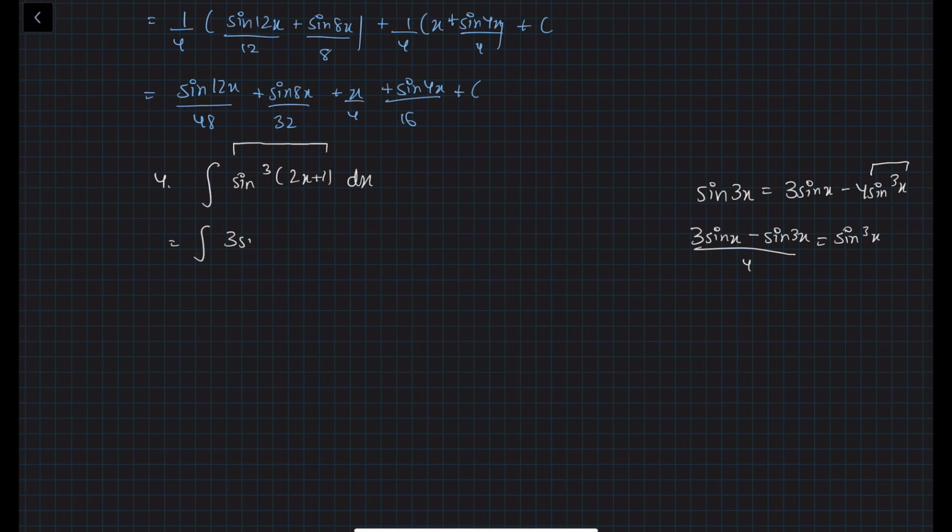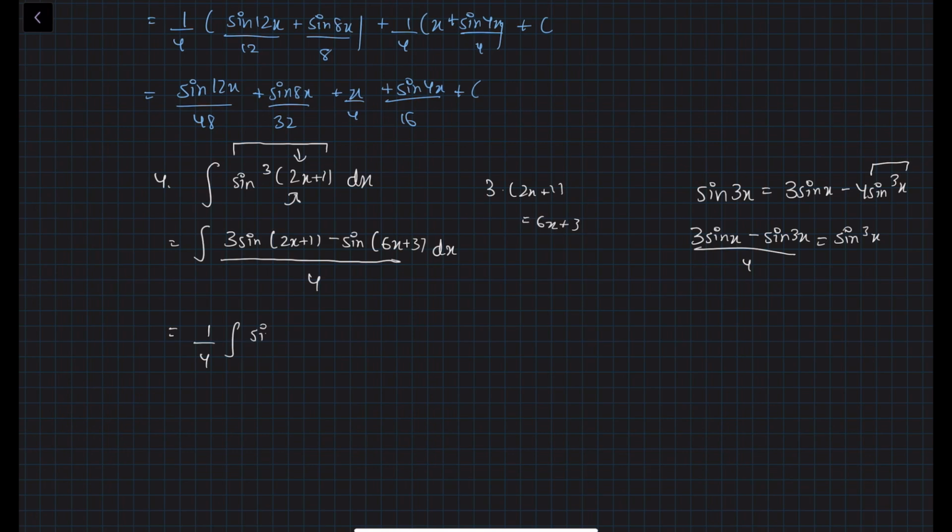I'm just going to write that down here. So 3 sine, and here we see that instead of x we have a 2x plus 1. So that becomes a 2x plus 1. And the minus sine of, then instead of 3 times x we have 3 times this. So 3 times 2x plus 1 is of course 6x plus 3. I'm just going to write that down. And then we have all of this over 4 with respect to x. Just taking the 1 by 4 outside, and then we are ready to integrate. So I'll write that down.